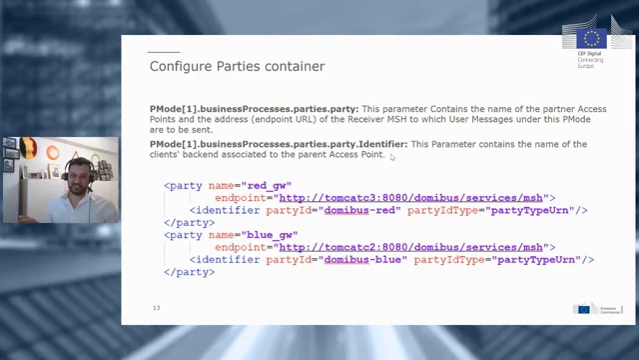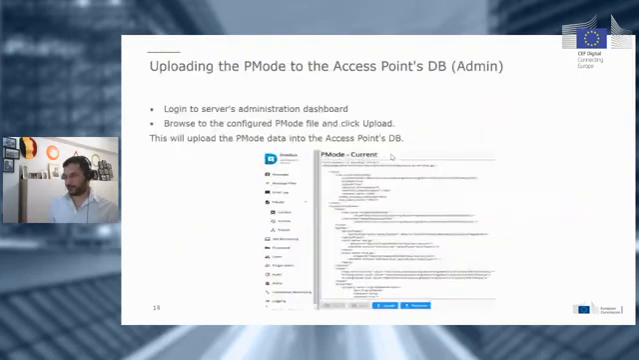This is a sample snippet from the PMode, where I have already configured two access points. I call them the red and blue access points. In this snippet, we have mentioned the endpoint URL for the red and blue access points. Once we configure the PMode, we go ahead and upload it in the admin console.